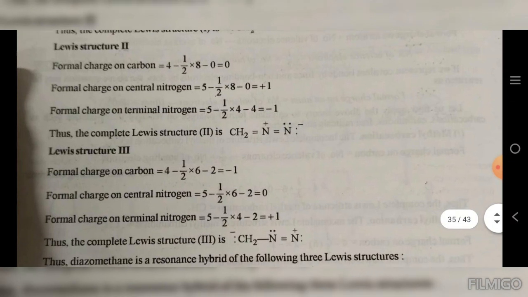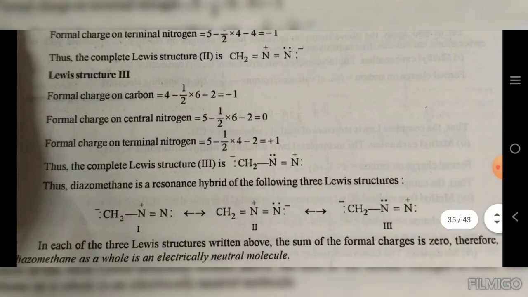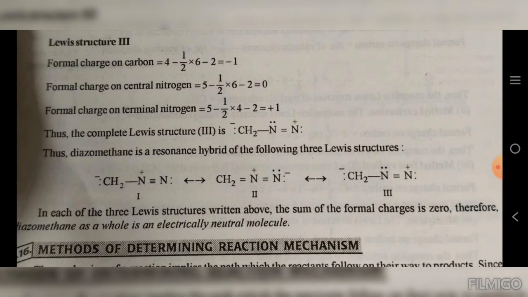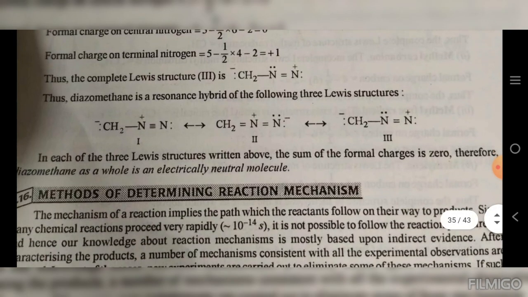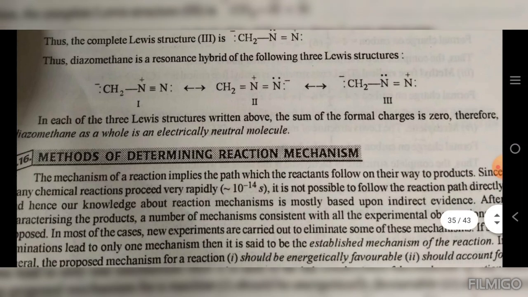Lewis structure 2. Formal charge on carbon is 4 minus half into 8, equal to 0. Formal charge on central nitrogen plus 1. Formal charge on terminal nitrogen minus 1. Thus, the complete Lewis structure 2 is as shown. Lewis structure 3. Formal charge on carbon is equal to minus 1. Formal charge on central nitrogen 0. Formal charge on terminal nitrogen plus 1. Thus, the complete Lewis structure 3 is as shown.